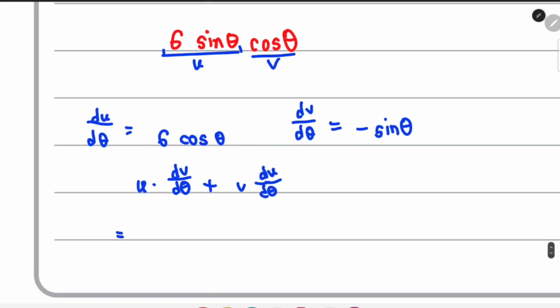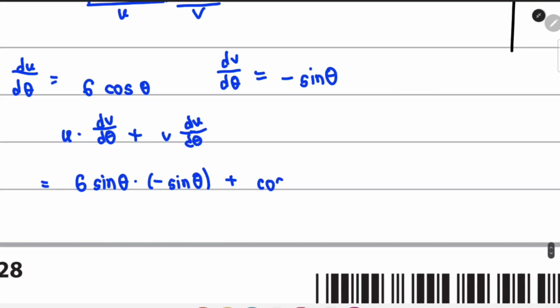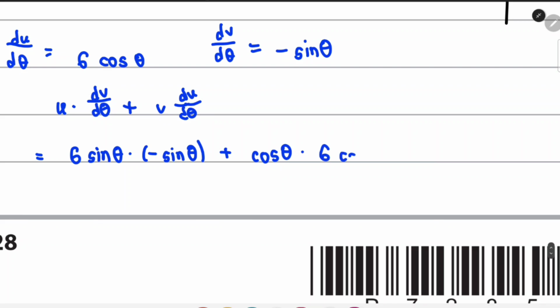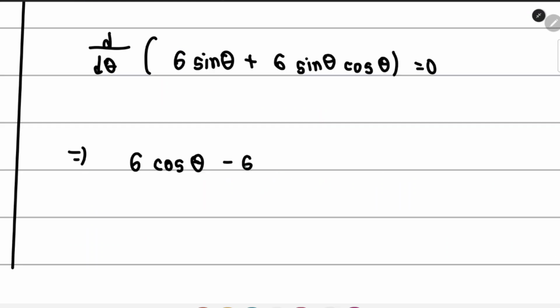So finally, the result we get is u times dv by d theta plus v times du by d theta. u is 6 sin theta, so 6 sin theta times dv by d theta, which is minus sin theta, plus v, which is cos theta, times du by d theta, which is 6 cos theta. So this is 6 cos theta, minus 6 sin squared theta plus 6 cos squared theta.